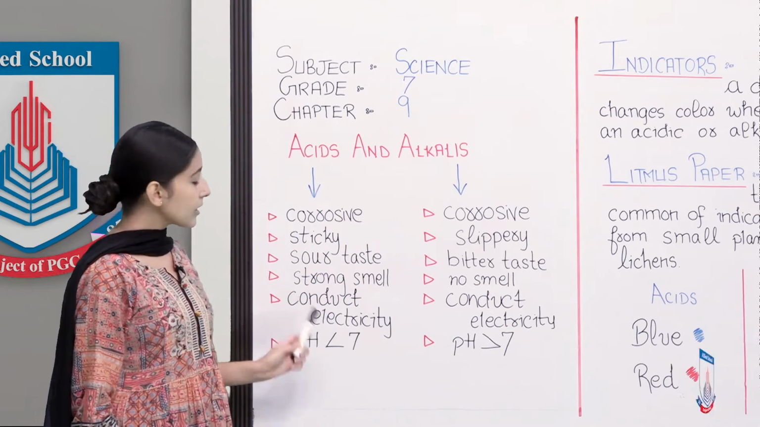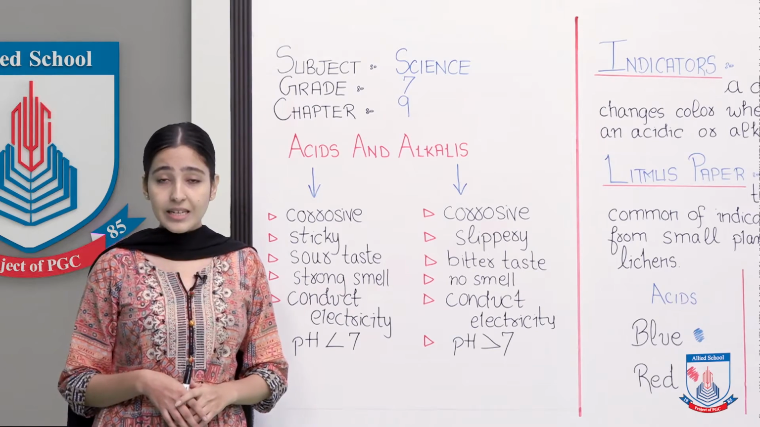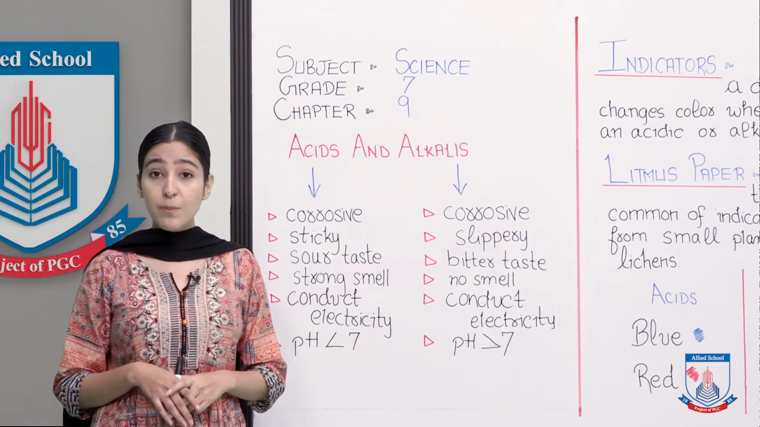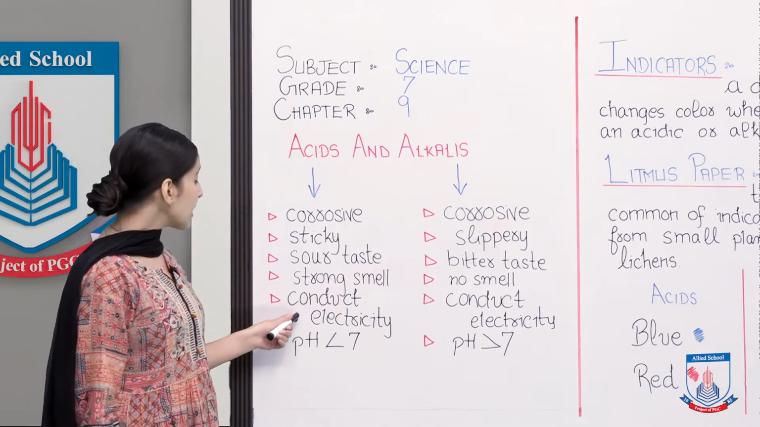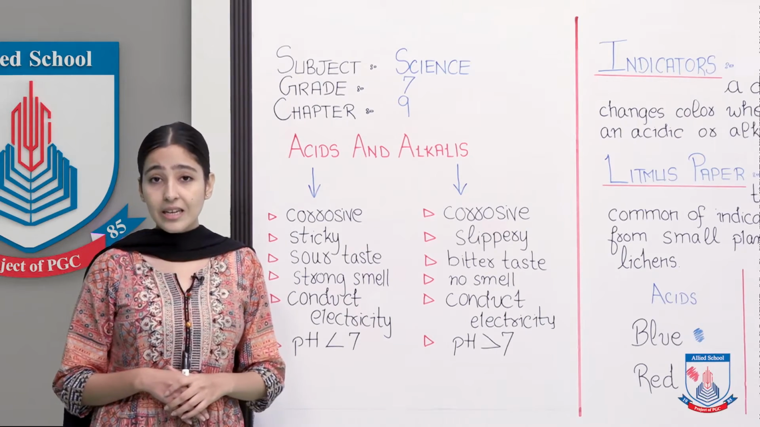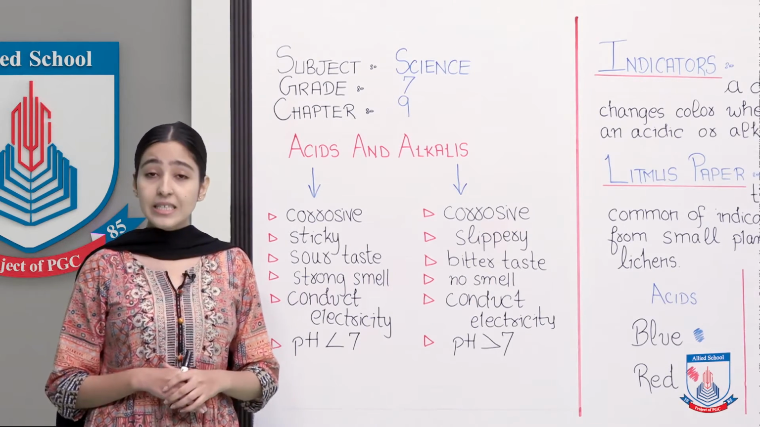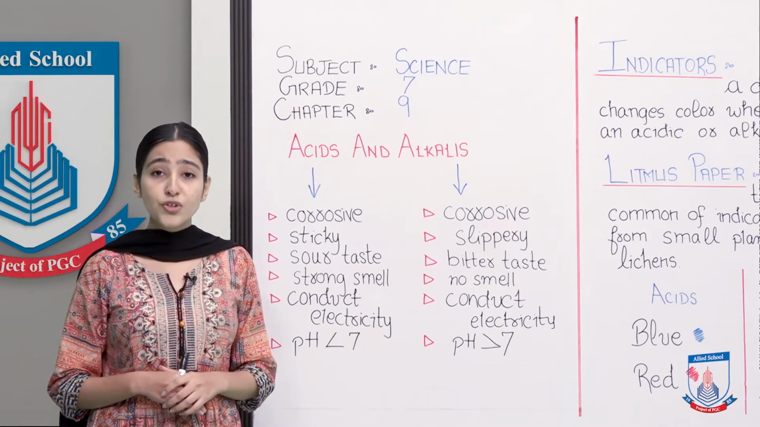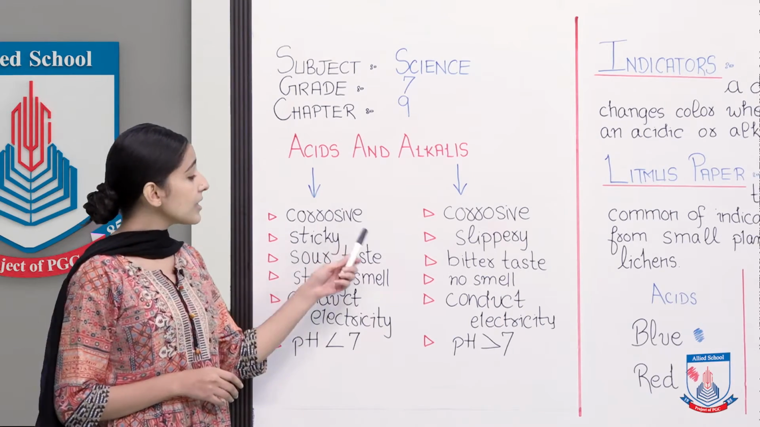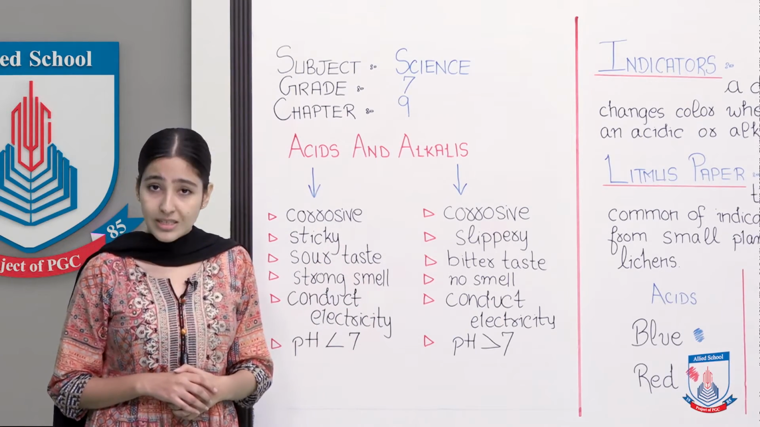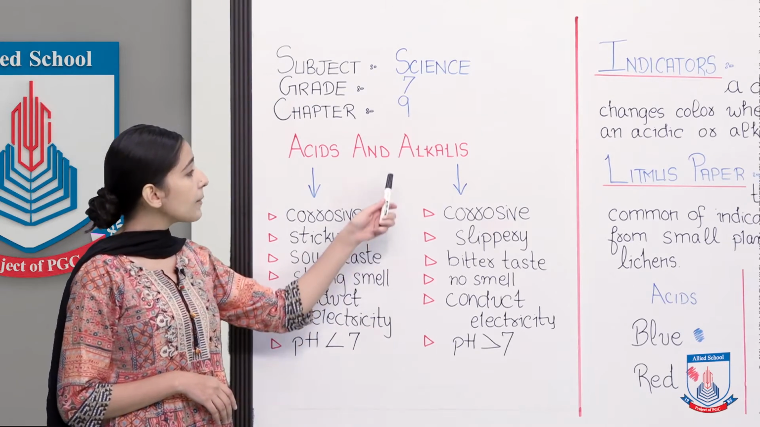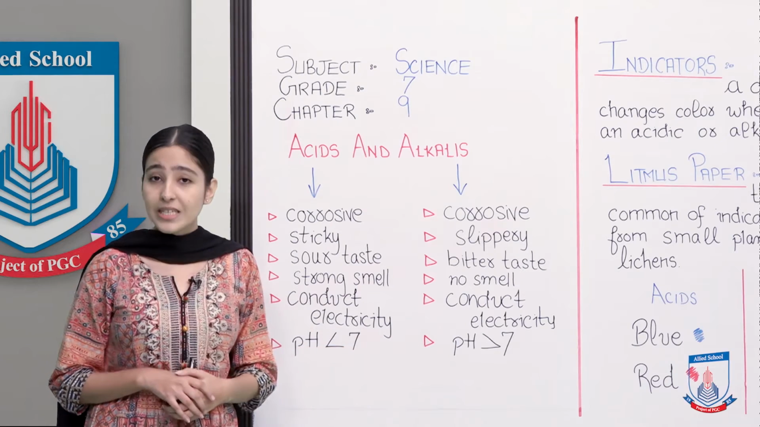Talking about smell, if we smell a solution that is alkaline, it will have no smell. But if we smell a solution that is acidic, it may burn our nose. Talking about the conduction of electricity, both acids and alkalis are electrolytes, but acids conduct electricity through hydrogen positive ions, and alkalis conduct electricity through hydroxyl ions. The pH of acid is less than 7 and the pH of alkalis is greater than 7.